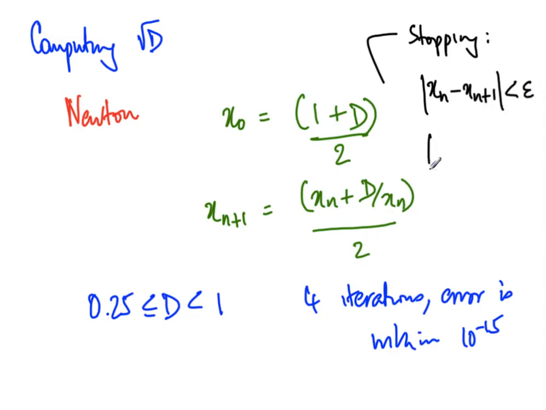Or you can look at d minus x of n plus 1 squared. This x of n plus 1 is your current value for the square root. So you square it and subtract it from d, and then check whether this is below some threshold. Either of these two things. What you can show is that if d is in this range, then the difference between d and this computation after 4 iterations is less than 10 to the minus 15. So we have a fairly decent way in which to compute square roots.